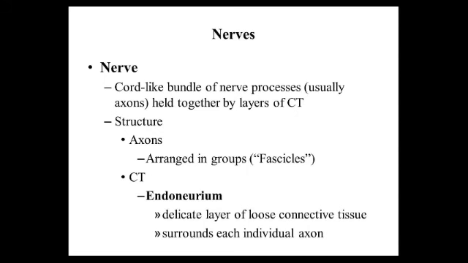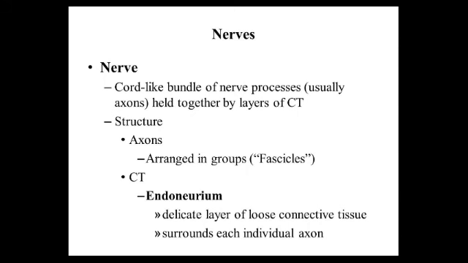So surrounding each individual axon is this layer of connective tissue called endoneurium. Now, do you think you're going to put the Schwann cell outside of that or inside of that? It's going to be on the inside because it has to completely surround that axon, and then you put the endoneurium outside of that. Because you want that Schwann cell in direct contact with that axon.